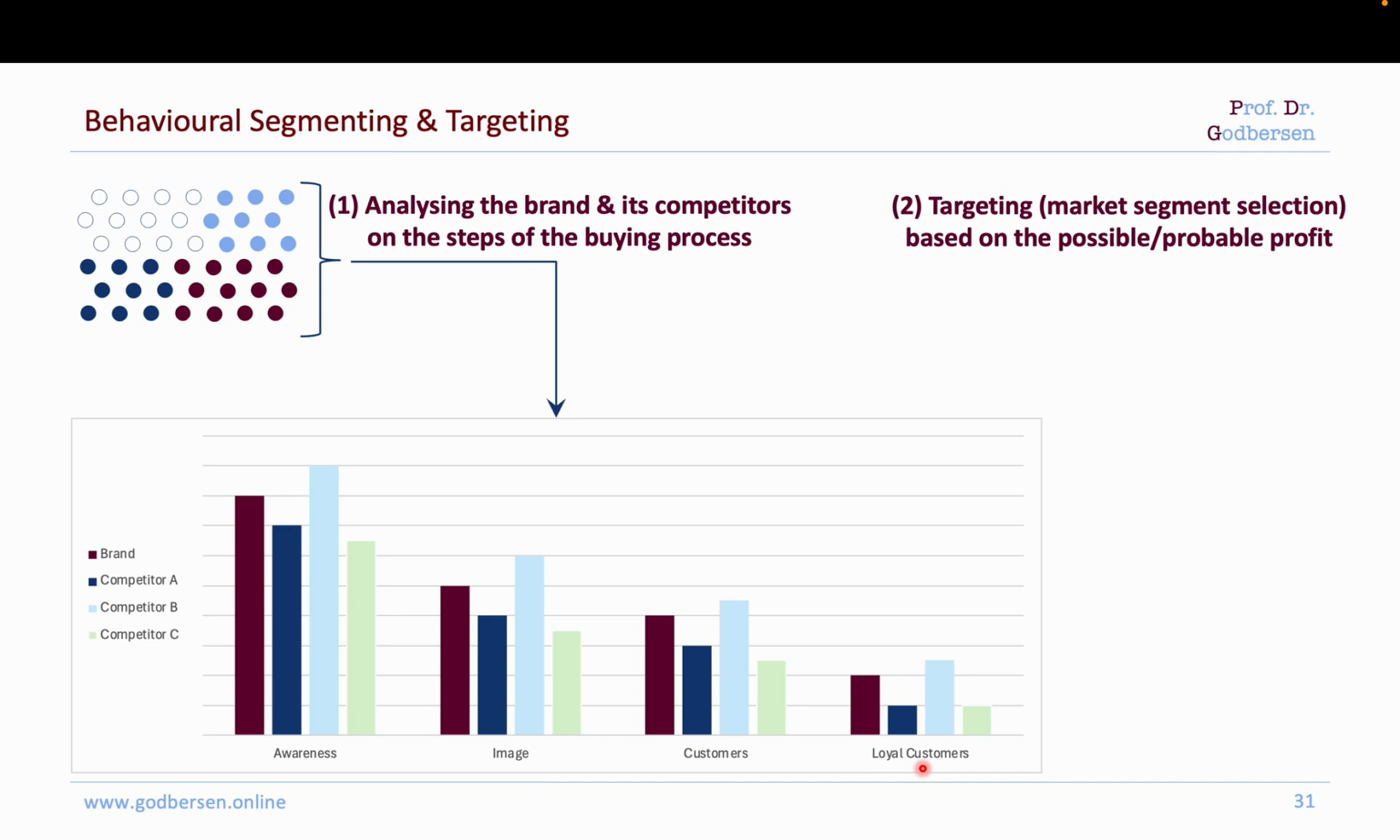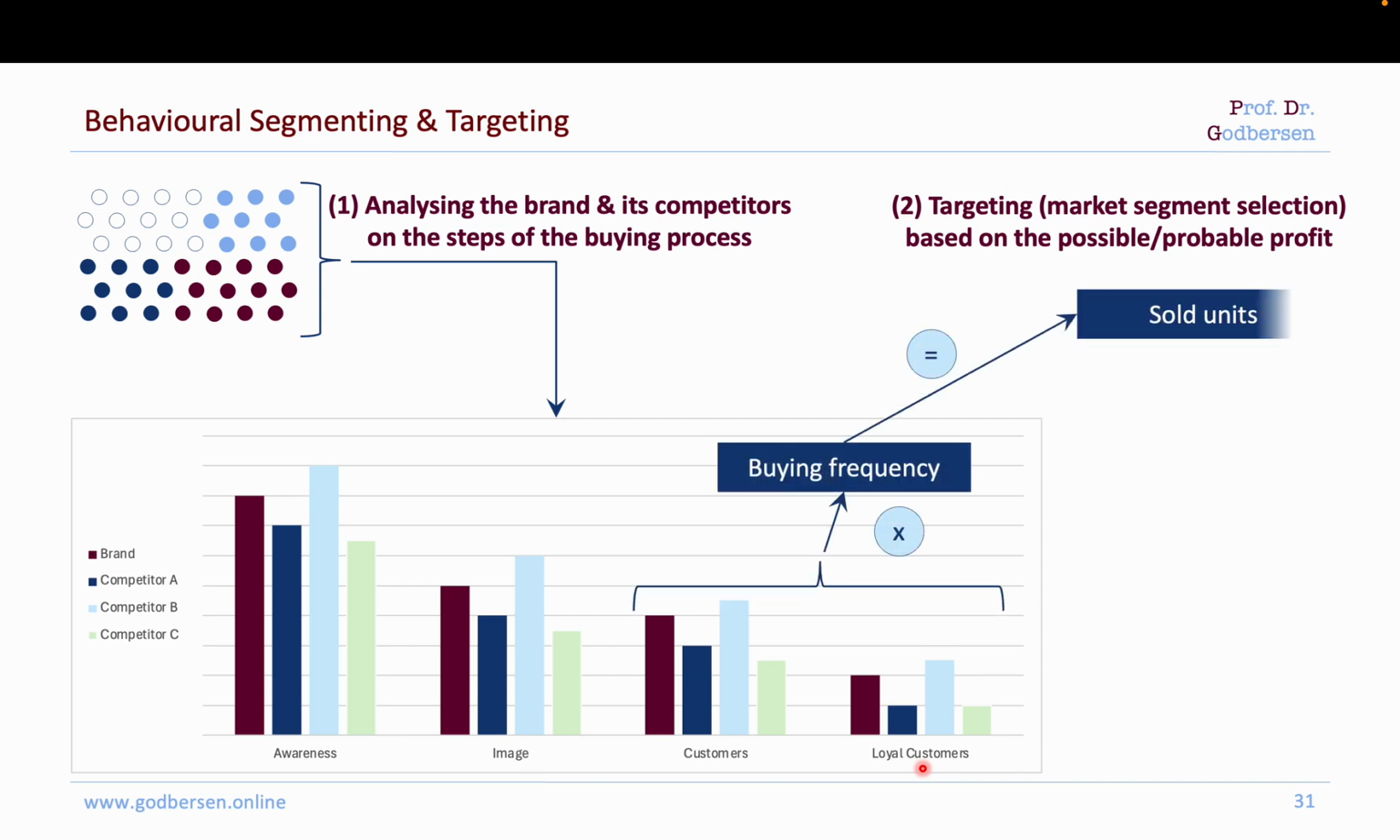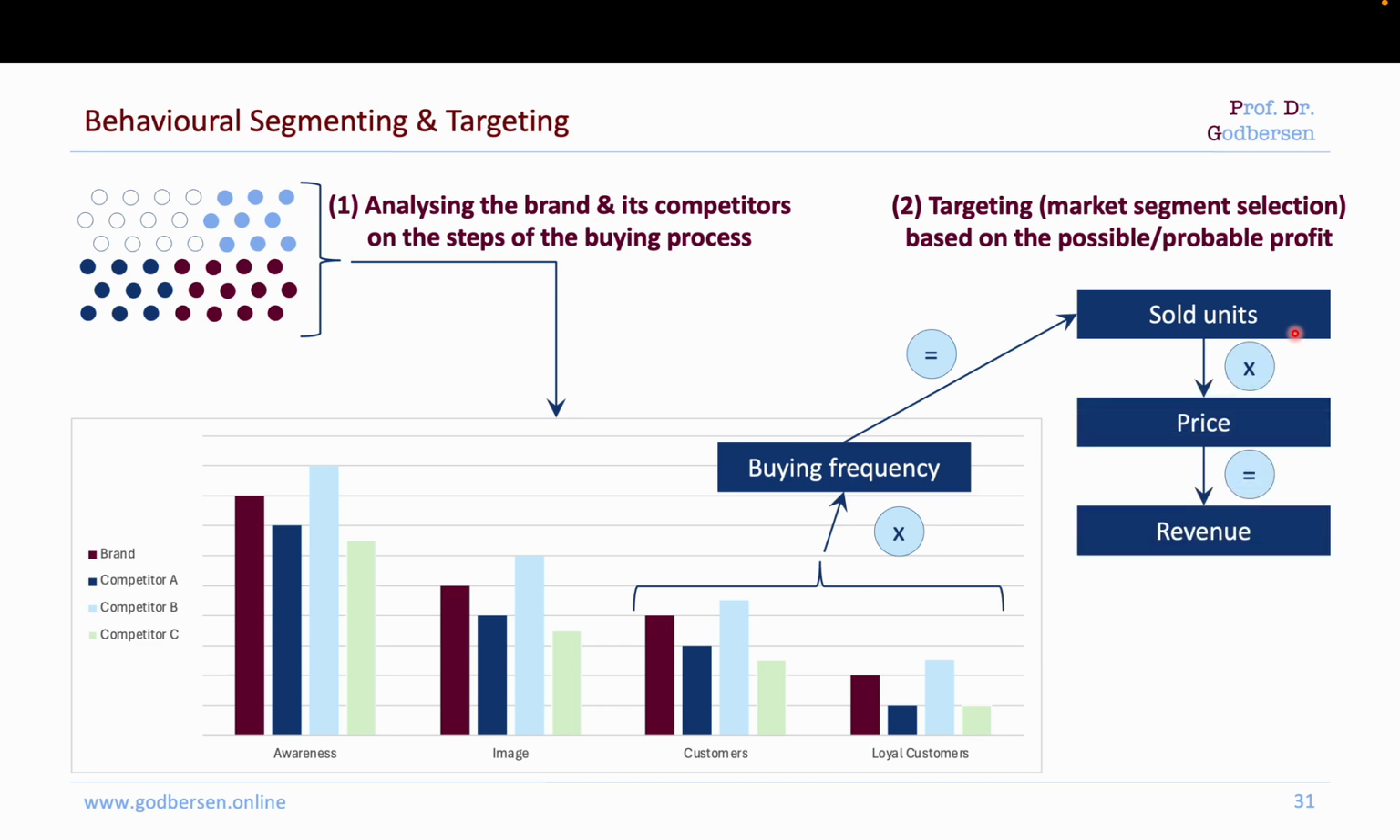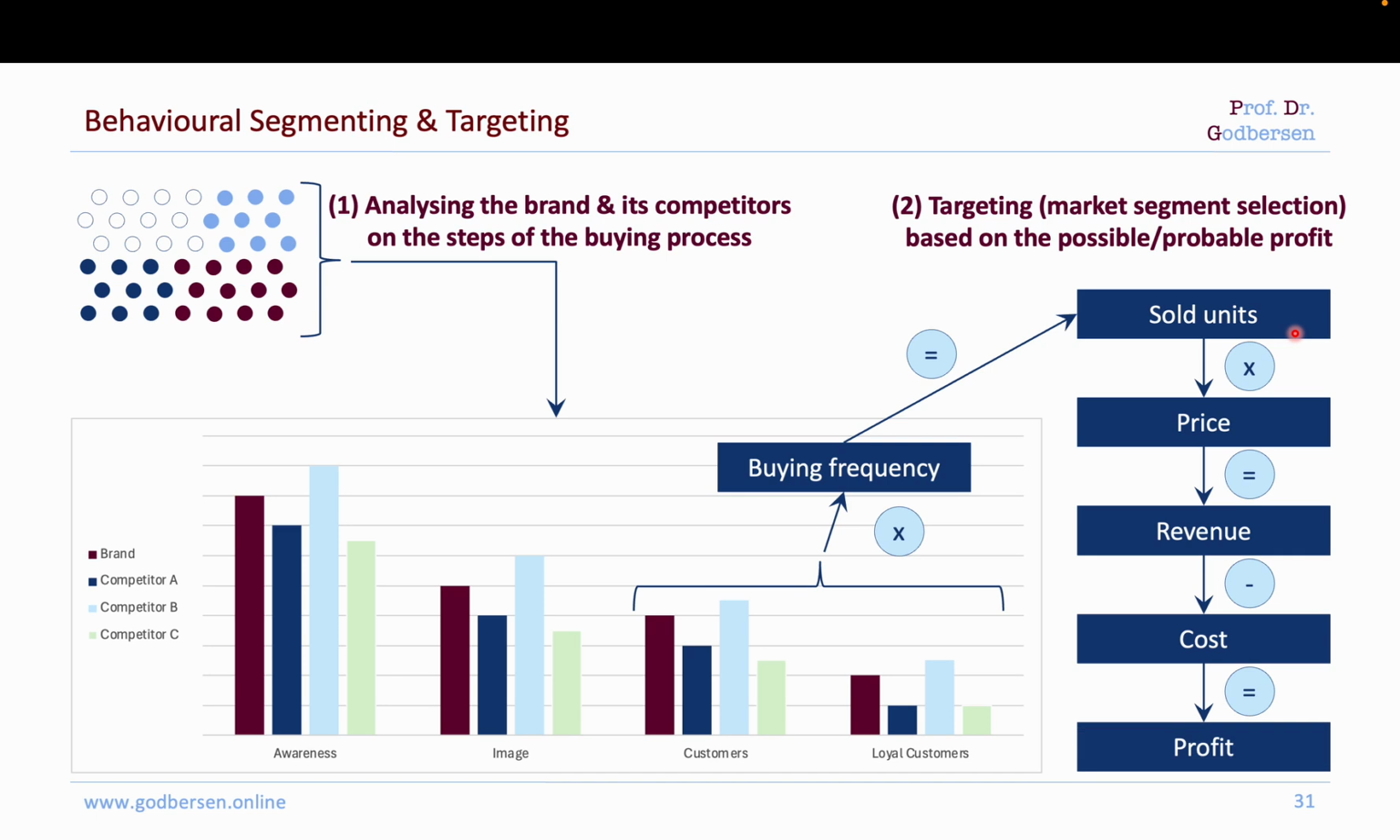Then we decide on the market segments we will attack. This targeting decision is based on the possible or probable profit that we can make there. From customers and loyal customers, we can determine the units we can sell, so the products we can sell in the respective market segments. Customers times buying frequency equals units we're selling. We multiply the units with the price and we have the revenue. But revenue is not enough. We want to make a profit as a company. Revenue minus cost equals profit. And then, simply put, if you have a market segment in which you're very likely to make a profit, go for it. If you have a market segment in which it's very likely you won't make a profit, don't go for it.